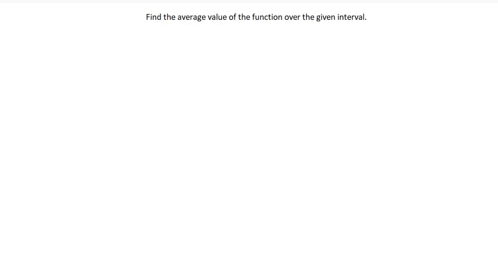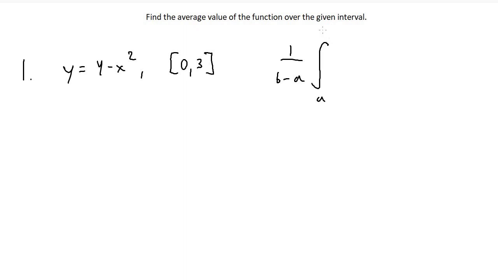For all of these problems, we have to find the average value of the function over the given interval. So starting off with number 1, we have to find the average value of y equals 4 minus x squared over the given interval from 0 to 3. So if I were to write the formula for the average value once again, it's 1 over b minus a times the integral from a to b of f of x dx.